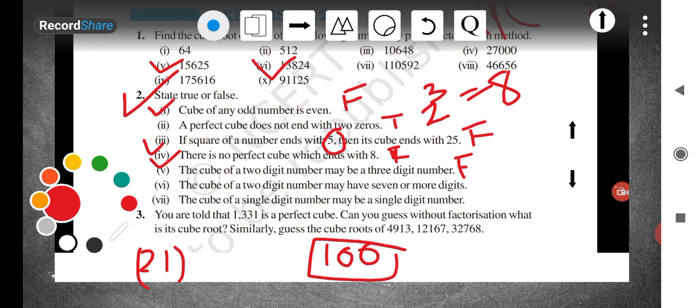So this is again false. Now the 6th question. The cube of a 2 digit number may have 7 or more digits. Now again, 7 is also too much. It will not be a number of 7 digits. Okay, it will be of 4 or 5 digits.